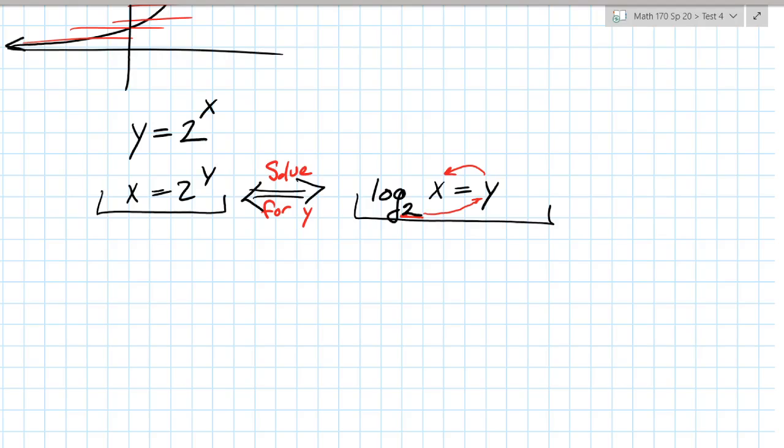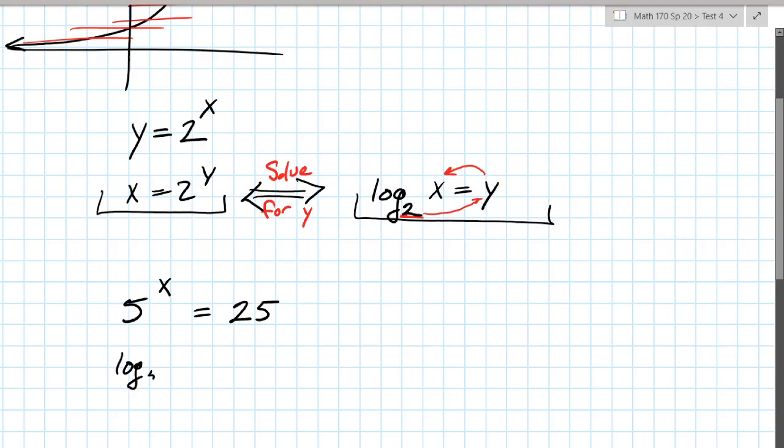So if we run into a question where we need to solve for an exponent, for example, if we have 5 to the x is equal to 25, we can use our techniques from last section to match the bases if we'd like, or we could write log base 5 of 25 is equal to x. So again, 5 to the x is 25.